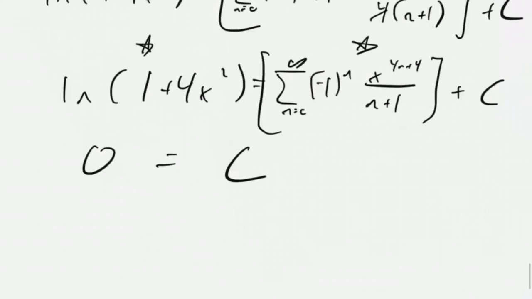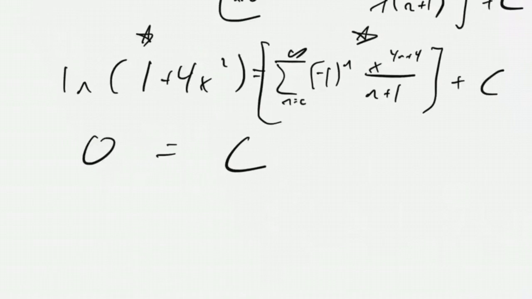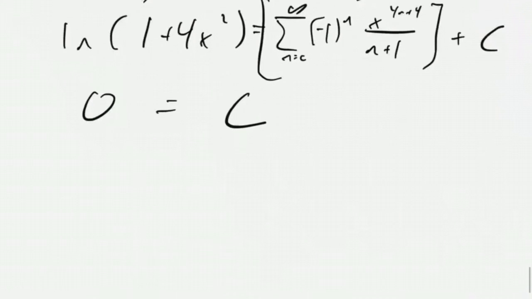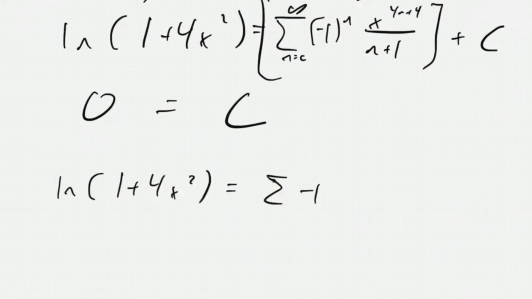This is maybe something you don't see very often because we usually are given nicer problems where c is 0, but it's not always going to be the case. So to conclude, I discover that my power series for ln of 1 plus 4x squared is this.